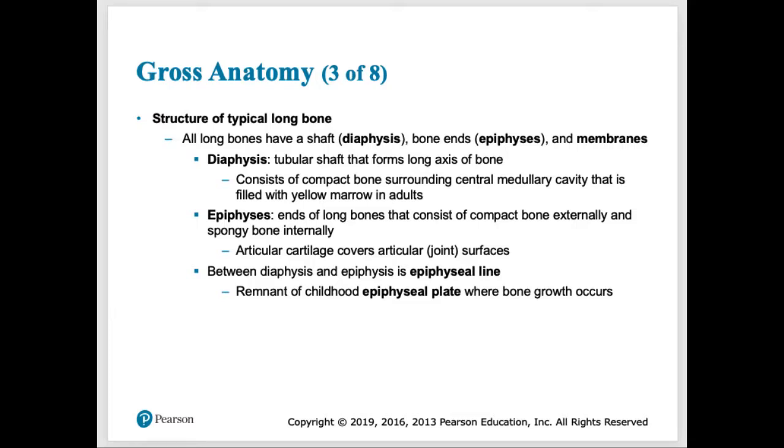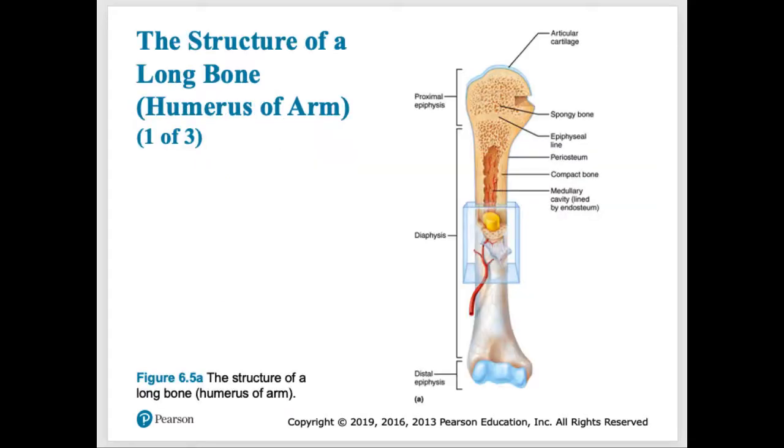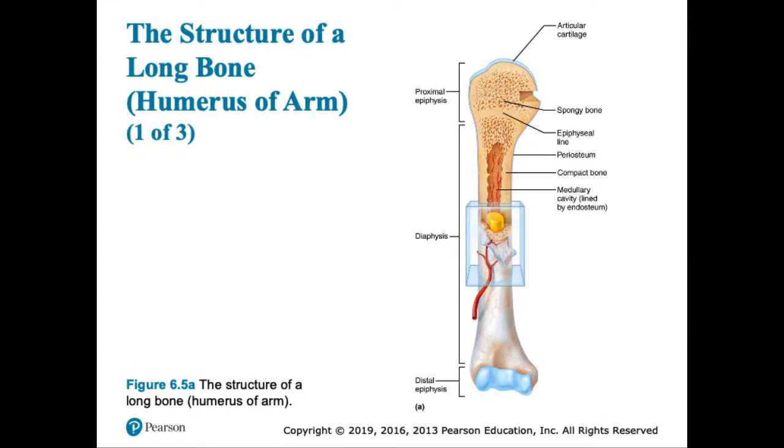So basically, where bone growth occurs, you can see those epiphyseal plates. For the structure of a long bone, you can see this is the humerus, which is in the arm. You see the articular cartilage that forms at the joint, and you see the diaphysis, that long shaft you see here, and the epiphyses are here on the ends. This is the proximal epiphysis, and this is the distal epiphysis.